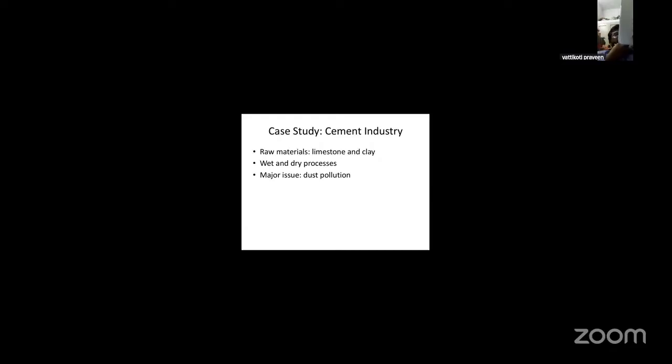The dry process means dry materials are crushed and ground into a fine powder, and the dry powder is fed into the rotary kiln. The clinker is formed, cooled and ground with the gypsum. What is the major issue of dust? Dust generation is the primary occupational and environmental hazard in cement plants. What are the health effects on workers? Respiratory irritation, chronic bronchitis, pneumonia, eye and skin irritation.